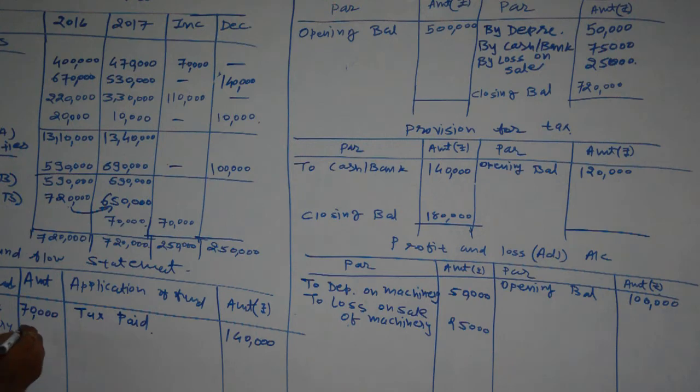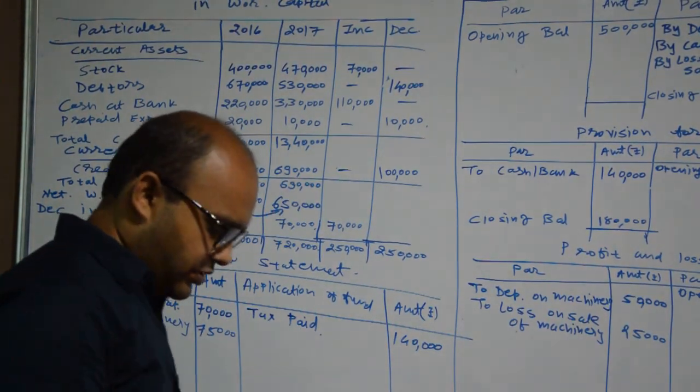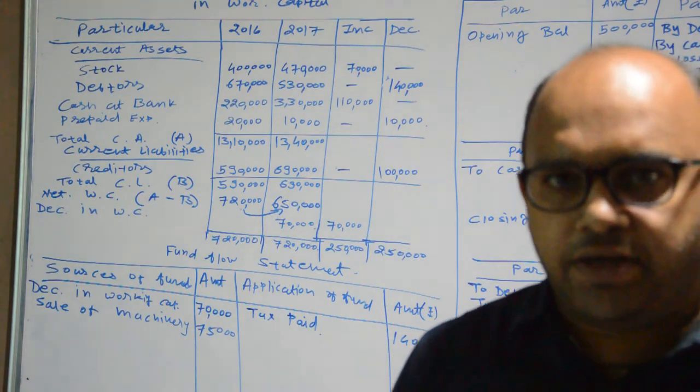How much amount? 75,000. Okay. Next, interim dividend of rupees 40,000 has been paid.